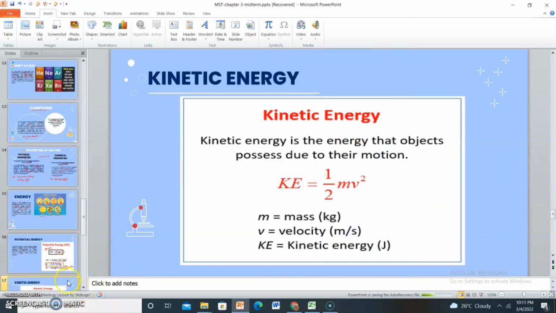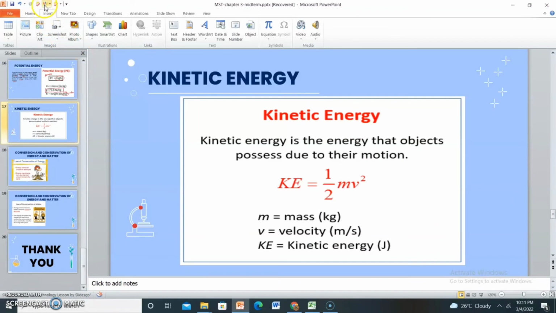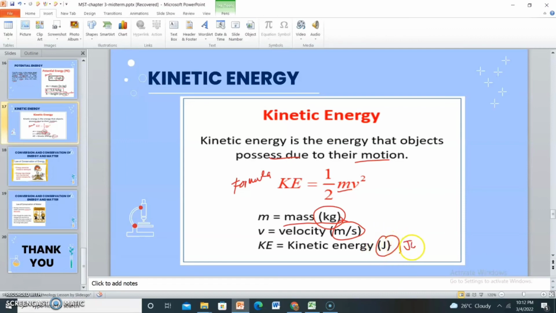Next one is the kinetic energy. Kinetic energy is the energy that objects possess due to their motion. This is the formula of kinetic energy: one-half times mass times velocity squared. So, m equals mass, which is in kilogram, velocity is in meter per second, and the unit of kinetic energy is joule. That is joule. So, that is the kinetic energy.